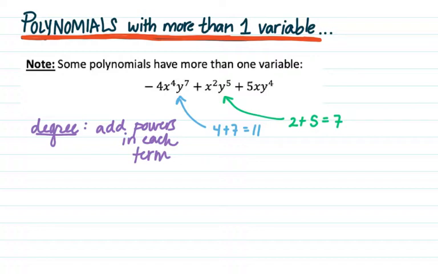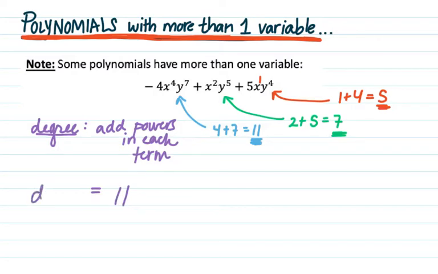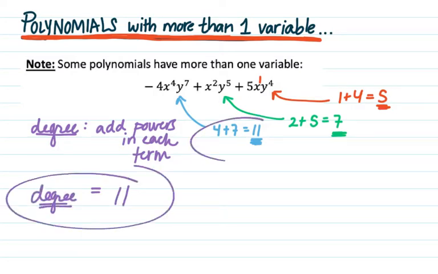And then lastly, we can look at the last term. Be careful here because x is to the power 1 if you don't see a power. So then we do 1 plus 4 equals 5. The first term's degree is 11. The second term's degree is 7. And the third term's degree is 5. So the highest power, the degree in this case, is 11. Degree is the highest power of any one term.